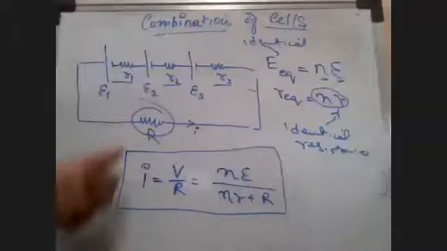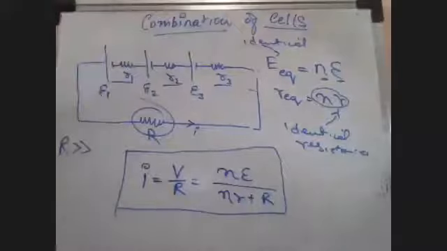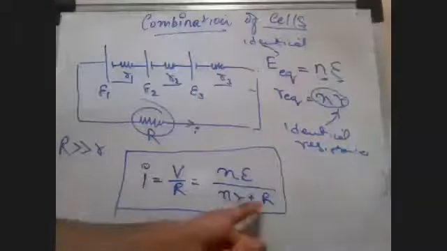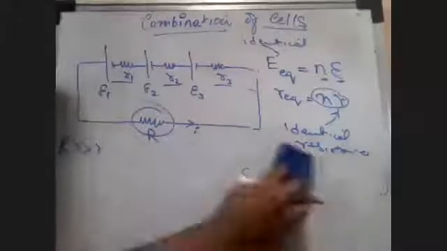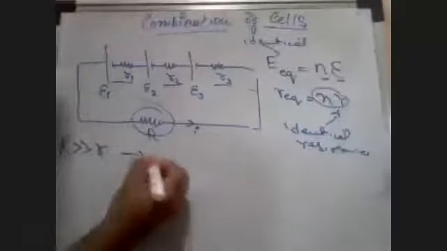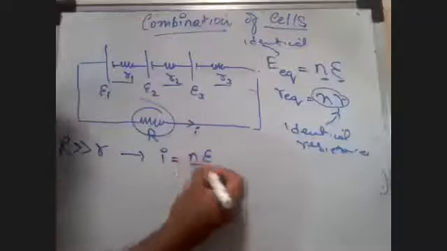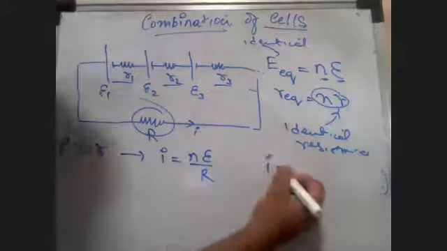In that case, if I say that this load resistance capital R is very, very large in magnitude than the internal resistance of the battery, can I neglect this small r over here? Can I neglect that small r? So in that case, what will be my current? Can you all tell me? Okay, it will be I is equal to what? N epsilon upon R only. I'll write here the general form, that is N epsilon upon R.